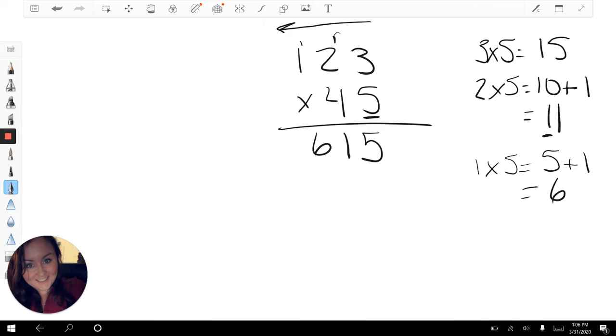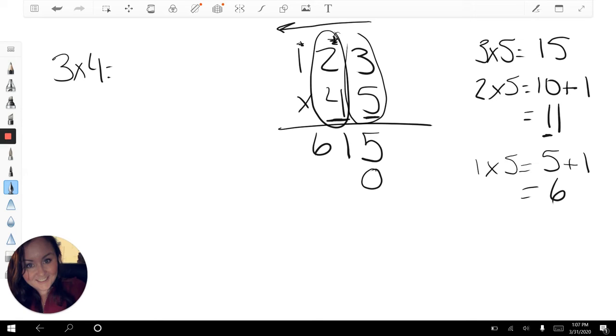Okay, so that part is done. What I'm going to do is cross out the ones that I've already used because I don't want to get confused when we move on to the 4. So now we move on to the 4. We know that this is the ones column, and this is the tens column. Now that we've moved over 1, we need to put a 0 here to signal that we're moving over to the next number.